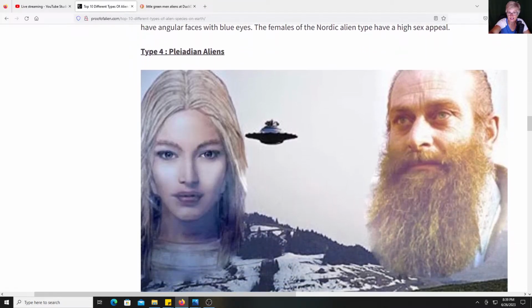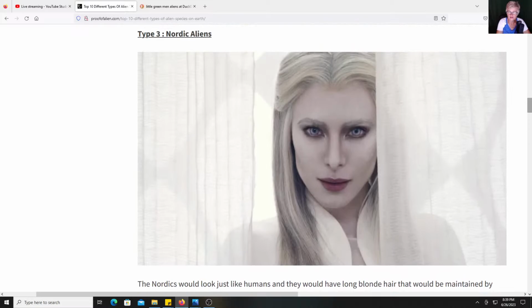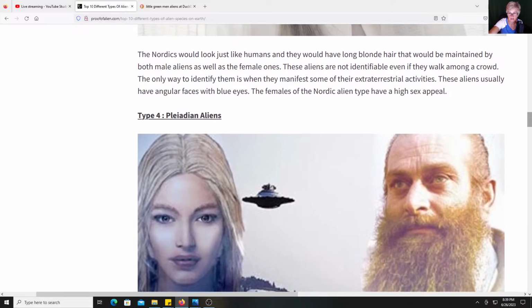Okay. Now we have the Pleiadians. Do you think that this one right here, you know, on the Lord of the Rings, when they go to the elves, what is that? They all have long blonde hair. They do. Like Legolas is one of the elves or whatever. And I wonder if these would be kind of like it. Or would they be like Pleiadian?